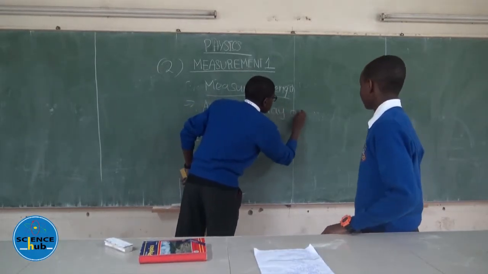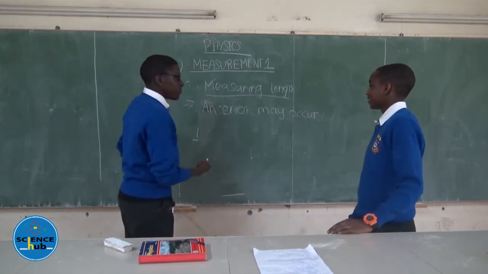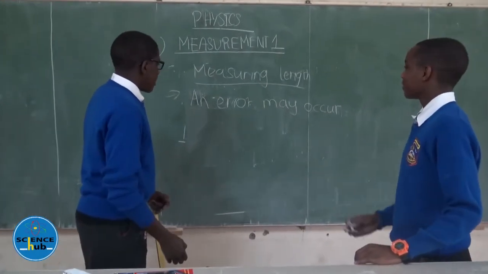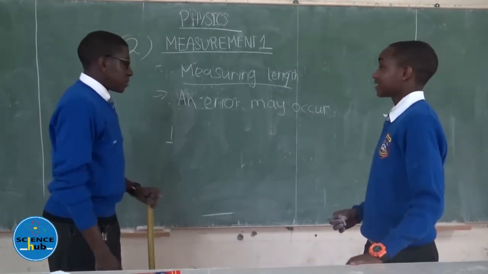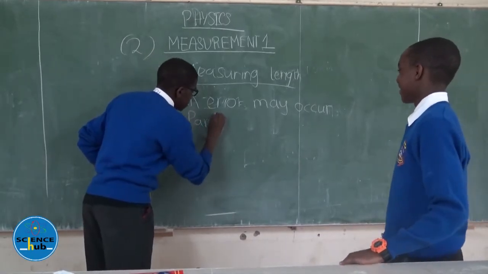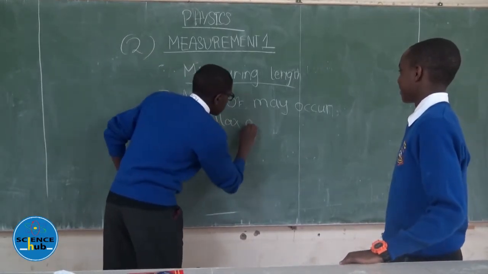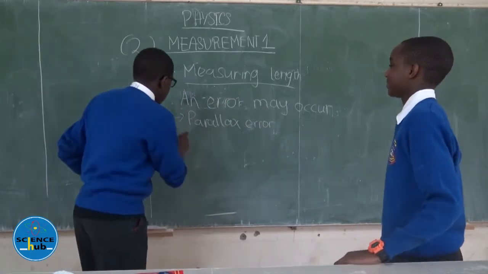What is the name of this error? First of all, there are two types of this error. First is the parallax error, and the other is the zero error reading.